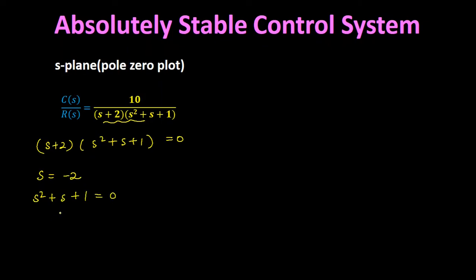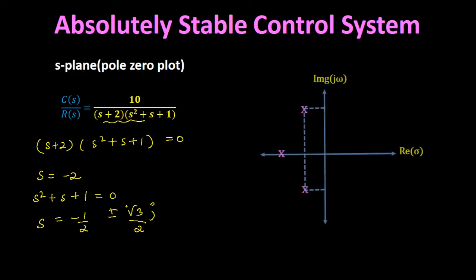When we apply the formula of the roots of the quadratic equation, we will get s equal to minus 1 by 2 plus minus root 3 by 2 j. Okay, so here we have two poles: at s equal to minus 1 by 2 plus root 3 by 2 j, and the second pole at s equal to minus 1 by 2 minus root 3 by 2 j. So for this system, the pole zero diagram will look like this.